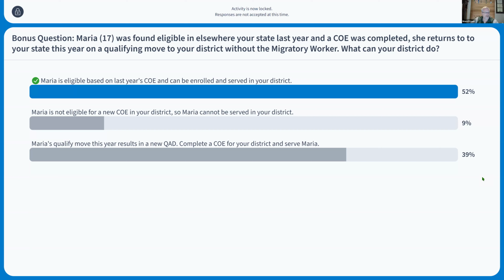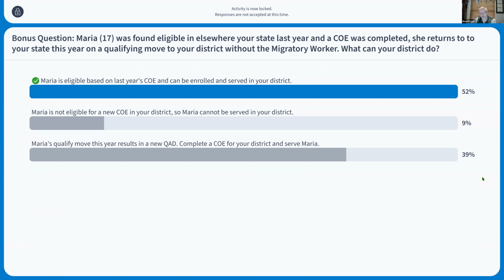Maria's qualifying move this year results in a new QAD. It doesn't, because she didn't move with, to join, or precede the worker. So you would not complete a new CWE necessarily for Maria in your district. Certainly the first part is true, that she's not eligible for a new QAD. Some places may redocument the original CWE, but in our case, she's not eligible for a new QAD.